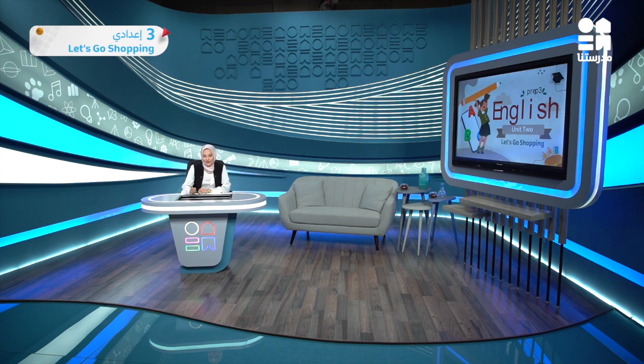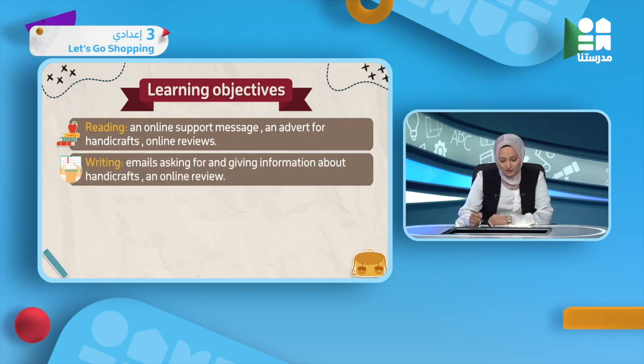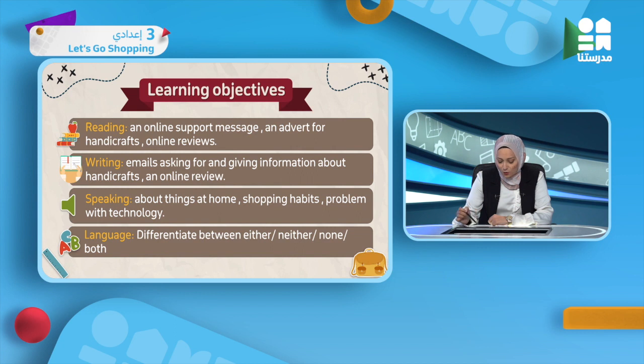Now let's get to our unit. First, we're starting with the learning objectives. In this unit, you're going to learn how to read an online support message, an advert for handicrafts, and online reviews. And you're going to learn how to write emails asking for and giving information about handicrafts and an online review. And for speaking, you're going to speak about things at home, shopping habits, problems with technology. And with grammar, you're going to learn how to differentiate between either, neither, none, and both. دي أهداف الunit.